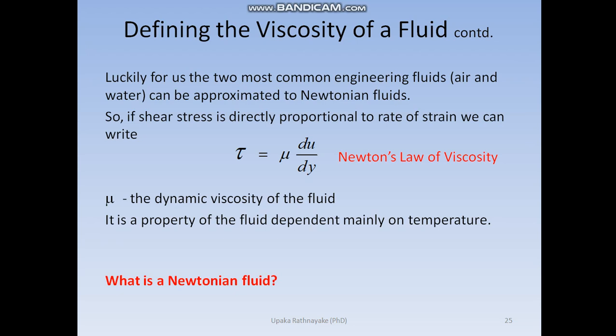Therefore, our equation for shear stress is tau is equal to mu du over dy, which is called the Newtonian law of viscosity, where mu is the dynamic viscosity and a property of fluids and temperature. Now, what is a Newtonian fluid? Please search and understand what is a Newtonian fluid.